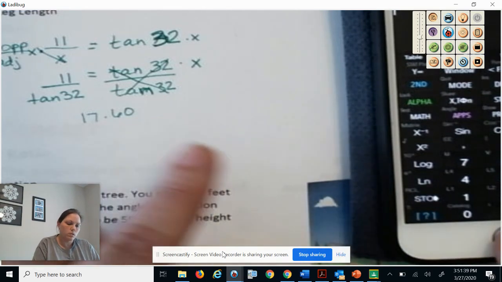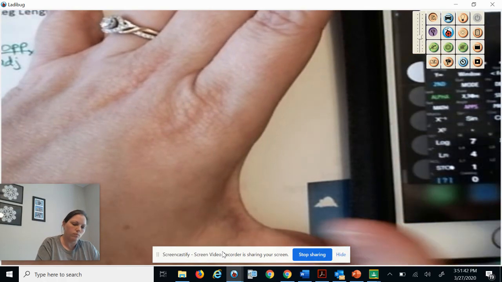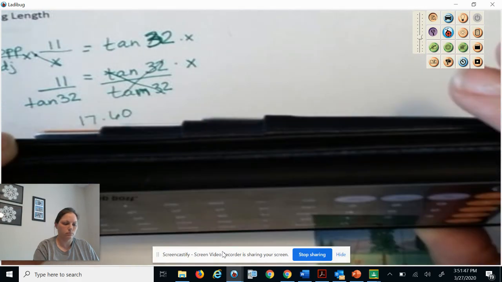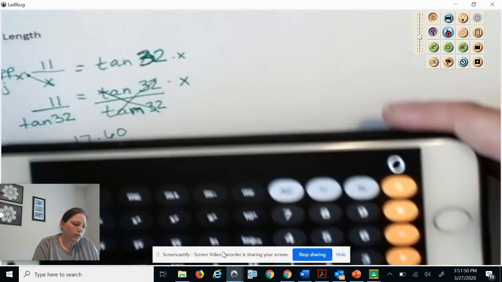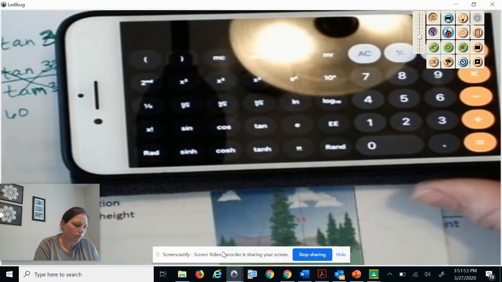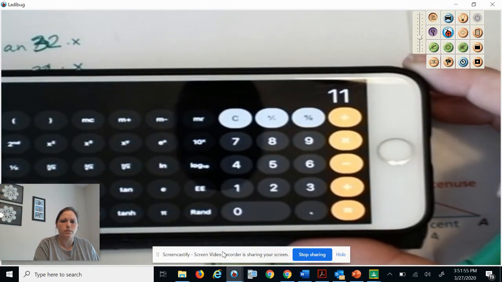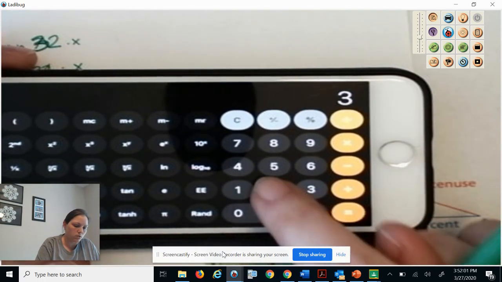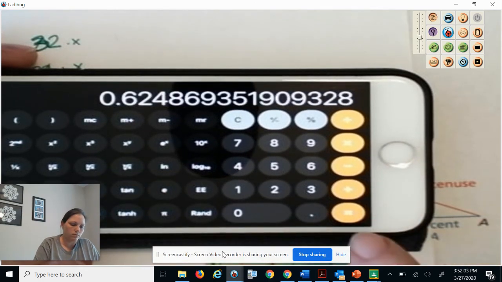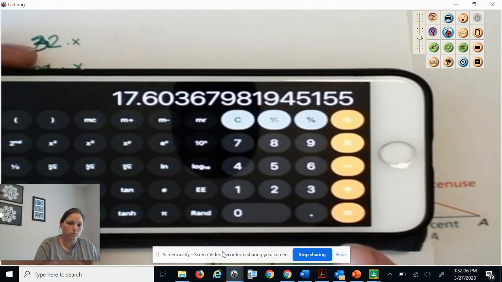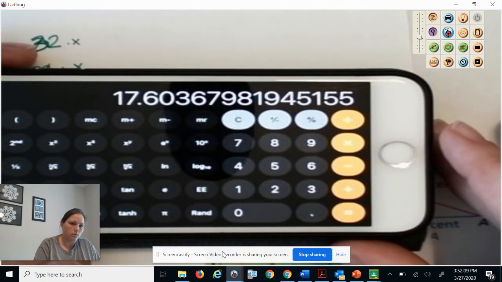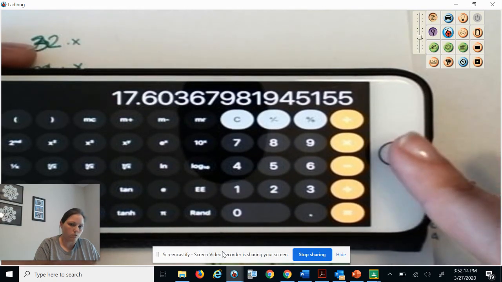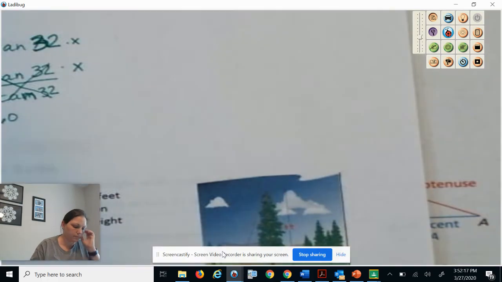Okay. Now if you're using your regular calculator on your phone, it's going to be a little bit different. 11 divided by, now I have to put 32 in first and then do tangent and equals. That gives me the same answer. Okay, so 11 divide 32 tangent equals.